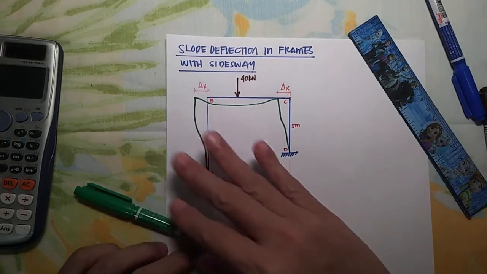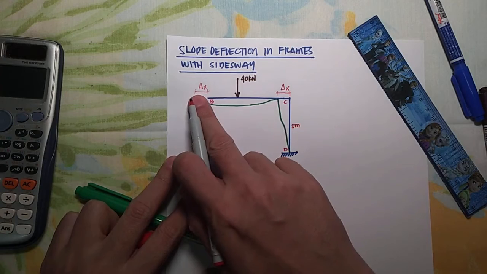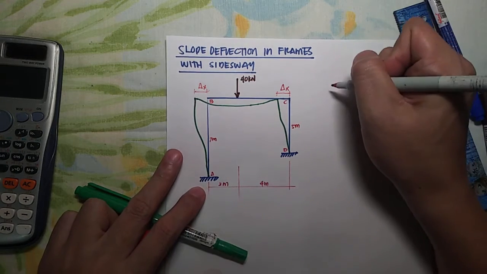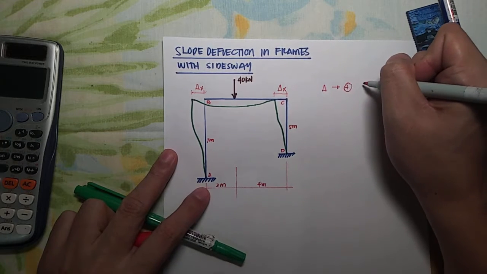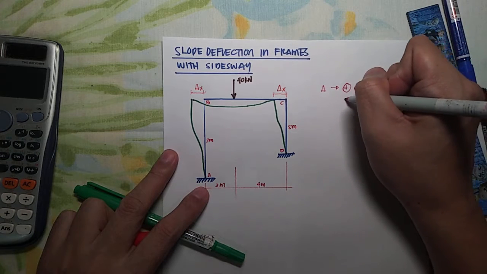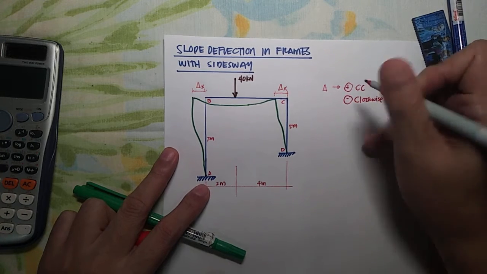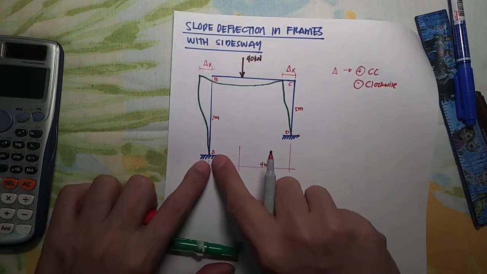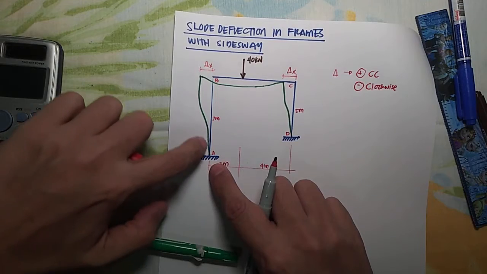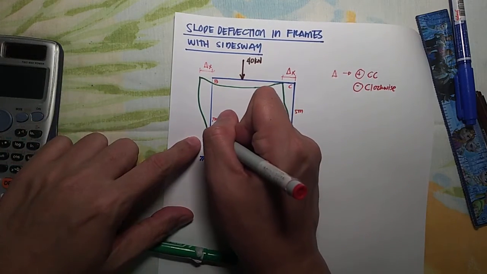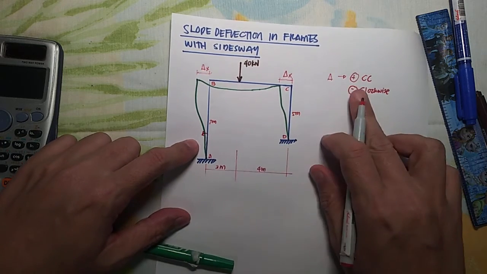If that would be the sidesway, let's look at the sign convention for delta X. If you could recall, the sign convention for delta is that it is positive if it is counterclockwise, and negative if it is clockwise. If you look at this figure, originally member AB is here and it becomes this one. So the movement is from here to that point. That is counterclockwise. Therefore, we have a positive delta here.